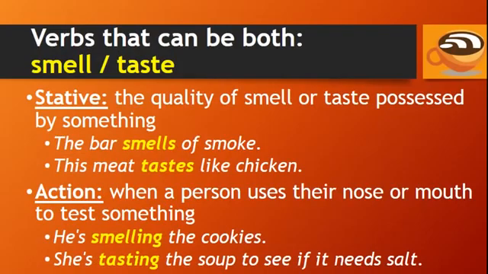Smell and taste are stative verbs when describing the quality of smell or taste possessed by something. For example, the bar smells of smoke, or this meat tastes like chicken. Smell and taste are action verbs when a person uses their nose or mouth to test something. For example, he's smelling the cookies. She's tasting the soup to see if it needs salt.